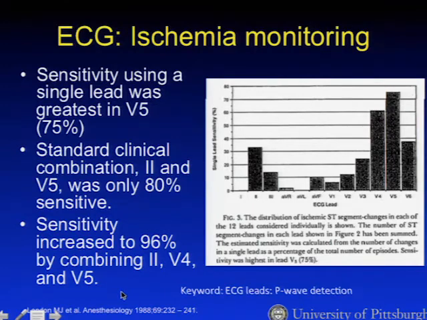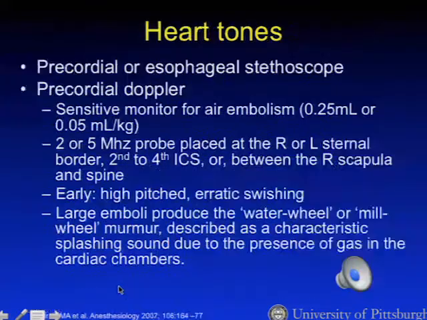And there's some newer data from this decade that indicate that probably lead V4 might be as good or better than V5. But the new and the old data agree that if you really want to maximize your sensitivity for detecting ischemia, you want to combine two precordial leads, V4 and V5, in your high-risk patients.